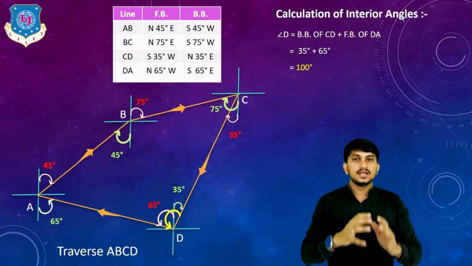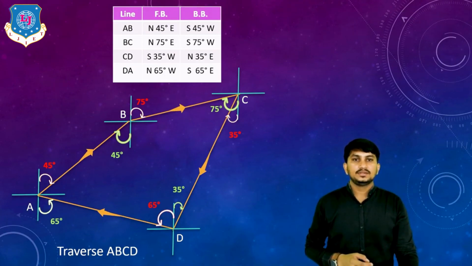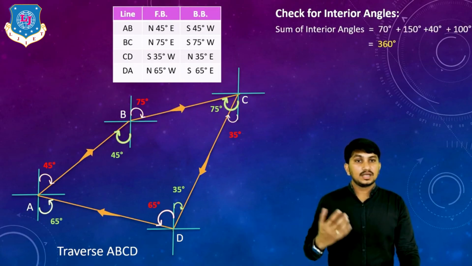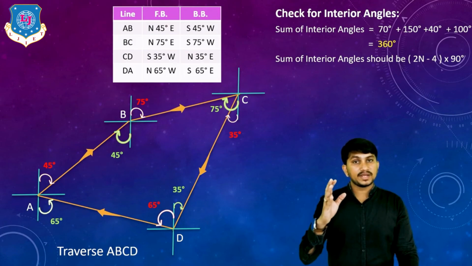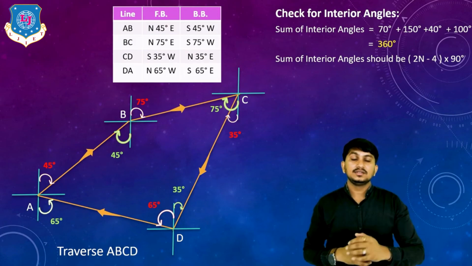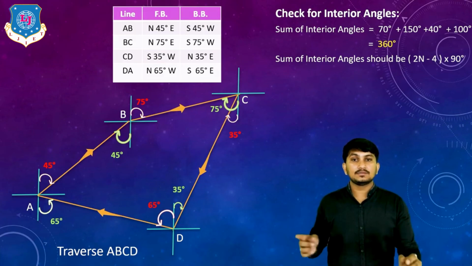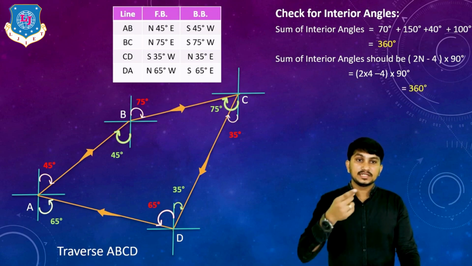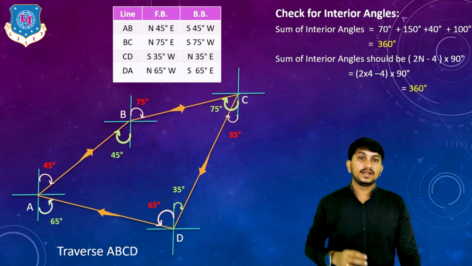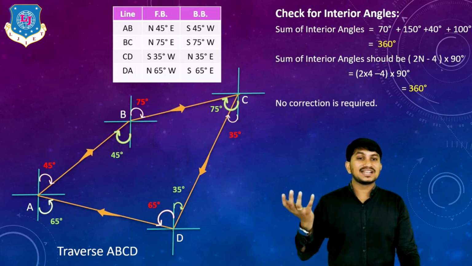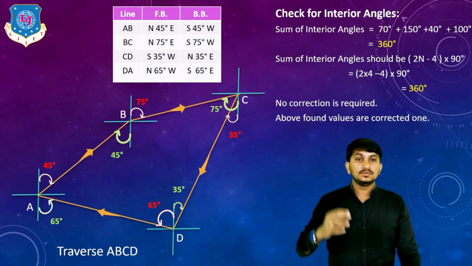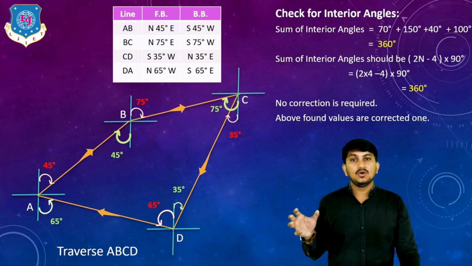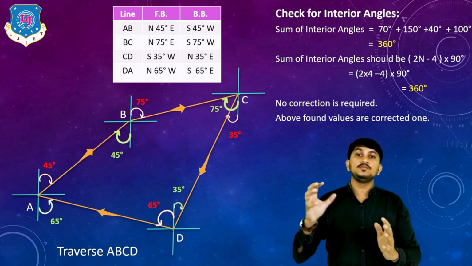After calculating interior angles, we have to sum these interior angles. Sum of interior angles is equal to 360 degree. Sum of interior angles should be equal to (2n minus 4) into 90 degree. We have just discussed this. Here n is equal to 4 because there are 4 stations. So sum of interior angles should be 360 degree. Our sum of interior angles is also 360 degree, means no correction is required. These above values are the corrected interior angle values. This is how we can find interior angles in QB type of system.